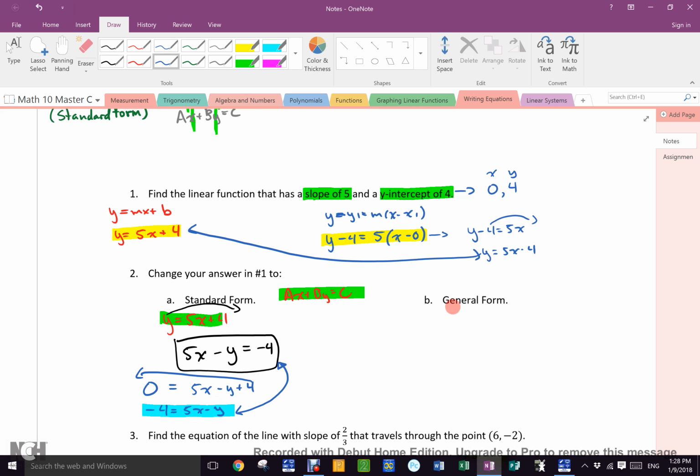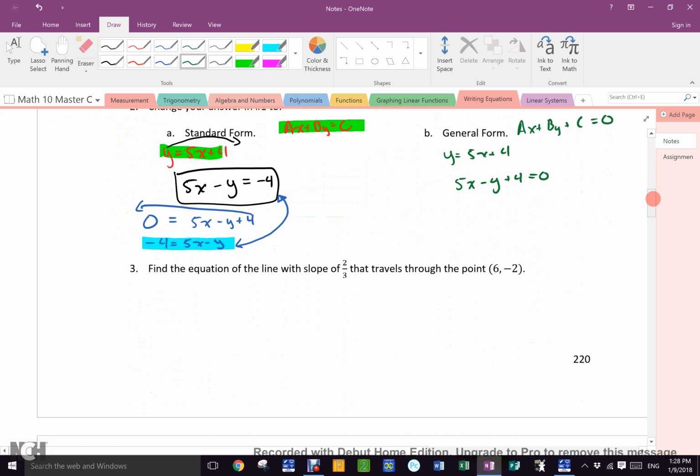Okay? So then if I want general form, I just got to get everything on one side, right? ax plus by plus c equals 0. And right now I have y equals 5x plus 4. So what's the only thing that needs to move? The y. 5x minus y plus 4. And where could I write the equals 0? Either side. Is everybody good? Yeah? Okay. So read the next question to yourself and decide which form you should use.